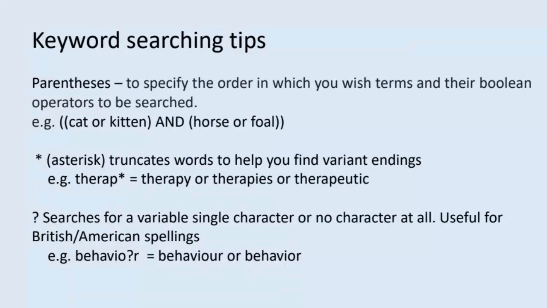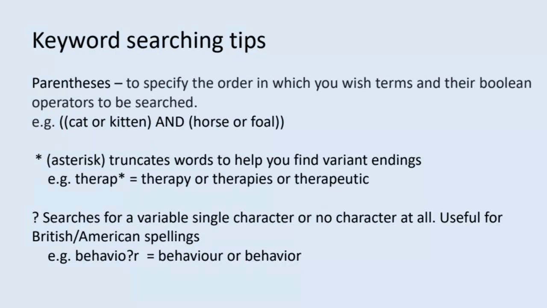There are also some other technical tricks that you can use within the databases to control your search, to bring back exactly what you want. The first one is parentheses, otherwise known as brackets, and you can use parentheses to specify the order in which your search terms and their Boolean operators are searched in the database. This is a bit like in mathematics. For anyone who remembers the use of brackets, whatever is contained within the brackets will be done first.